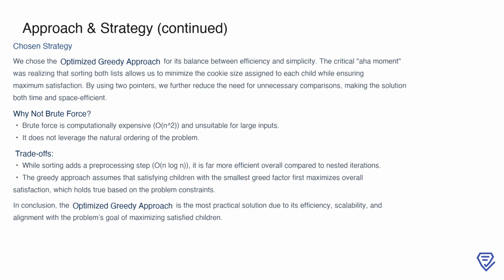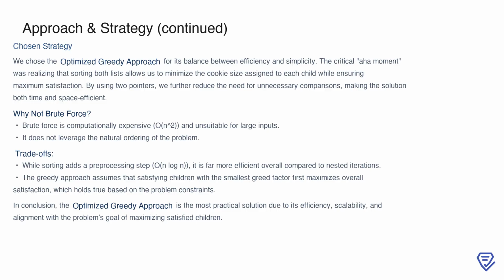efficiency and simplicity. The pivotal realization is that sorting both the greed factors and cookie sizes enables us to assign the smallest cookie that satisfies each child, ensuring maximum satisfaction with minimal effort. Using 2 pointers further reduces the need for redundant comparisons, making the solution both time and space efficient.